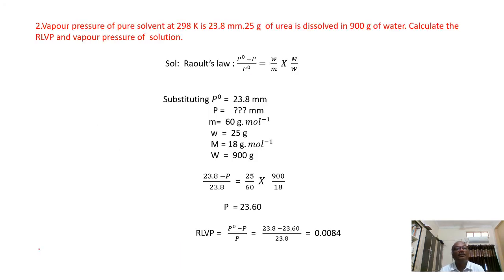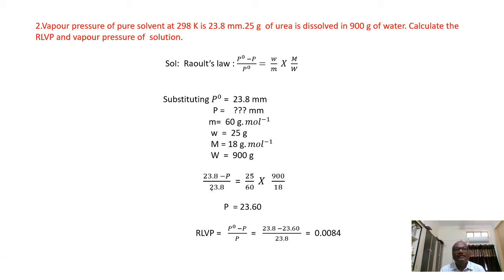We see the second problem. The vapor pressure of pure solvent at 298 Kelvin is 23.8 mm. 25 grams of urea is dissolved in 900 grams of water. Calculate the relative lowering of vapor pressure.